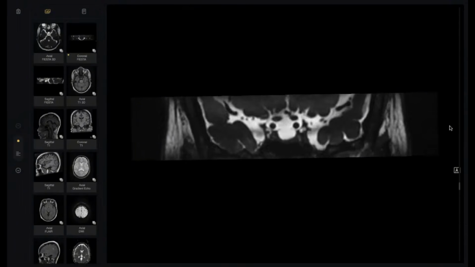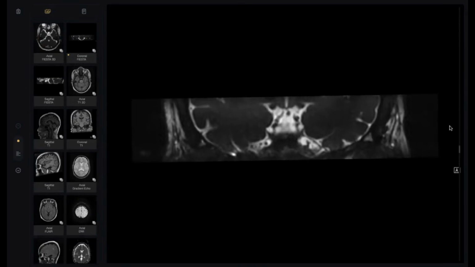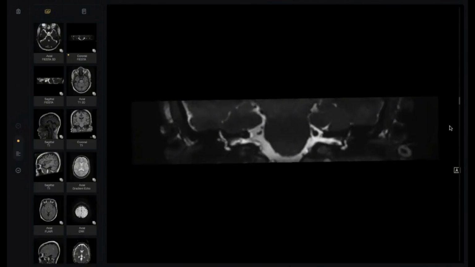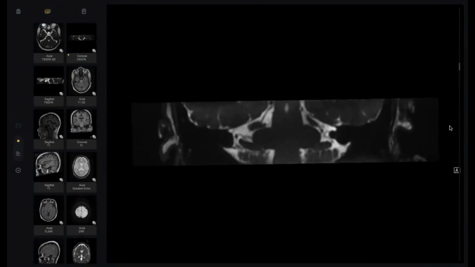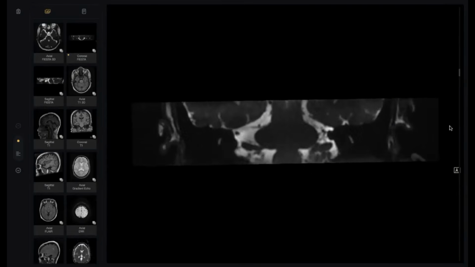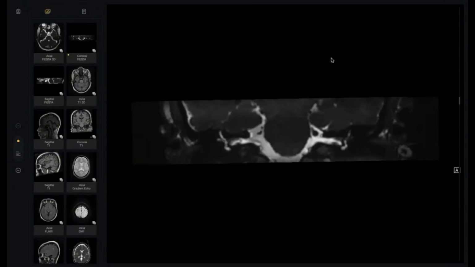This is the region of the sella. Here is the region of the trigeminal nerve. I can see there is asymmetry between both sides. The trigeminal nerve on the left side is seen. However, it cannot be really detected on the right side. That is, the CSF signal is replaced by a slightly hypointense signal compared to the CSF. So I'm suspecting there is something at this region.